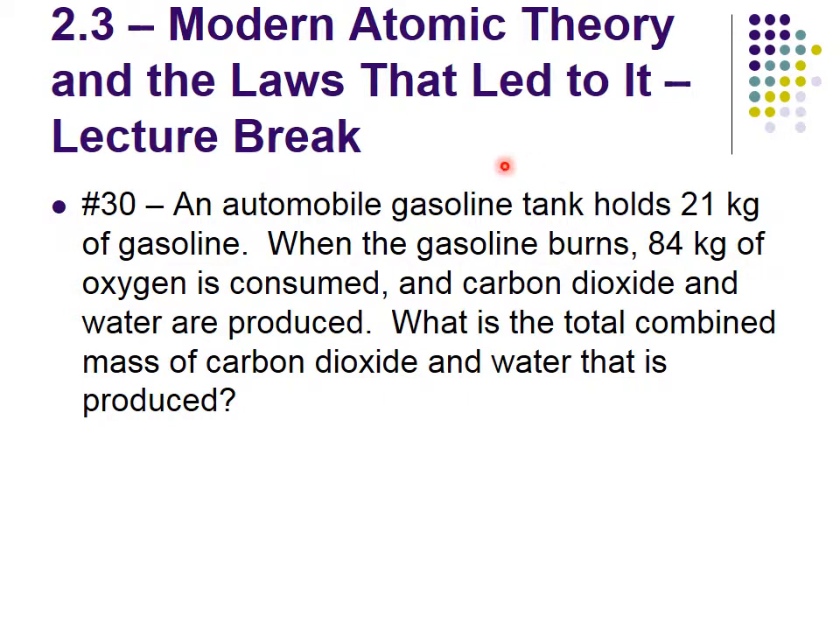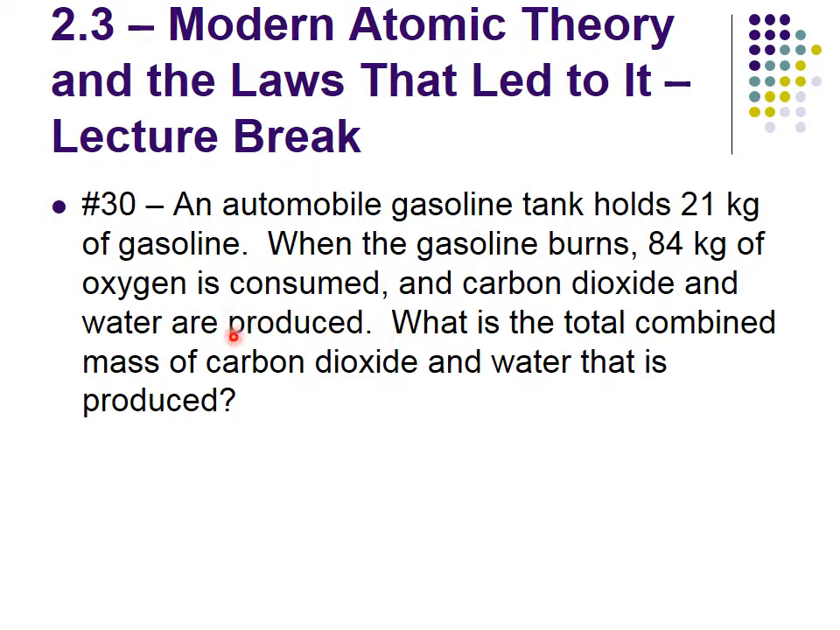The first one says an automobile gas tank holds 21 kilograms of gasoline. When the gasoline burns, 84 kilograms of oxygen is consumed, and carbon dioxide and water are produced. What is the total combined mass of carbon dioxide and water that is produced? So we know that gasoline and oxygen are our reactants. They're what's going into the reaction. And carbon dioxide and water are produced.